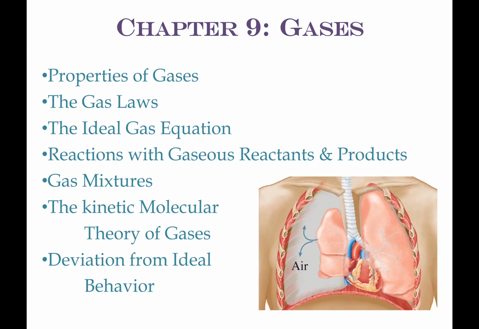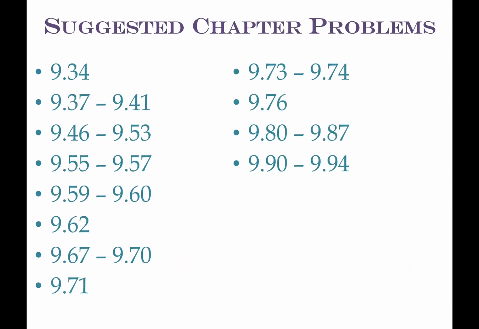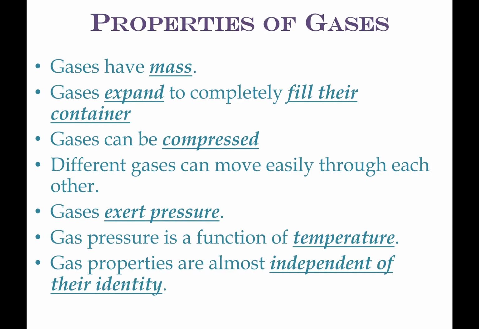So we're going to talk about properties of gases, different gas laws, the ideal gas equation, different reactants, and when items will actually deviate from what we call ideal behavior, as well as the kinetic molecular theory. These are your suggested chapter problems for chapter 9, and here we go.